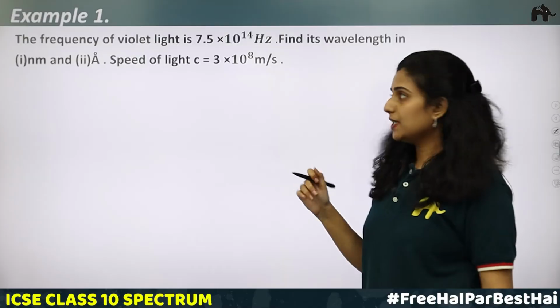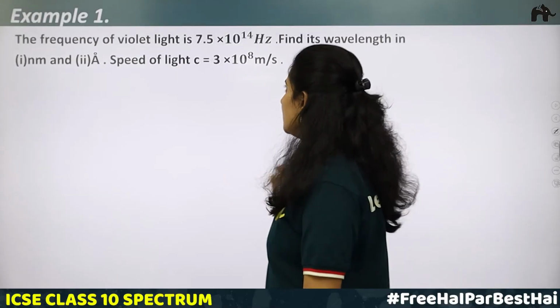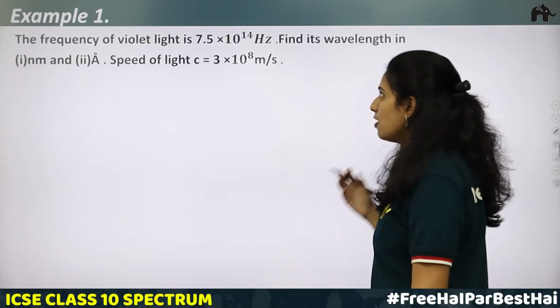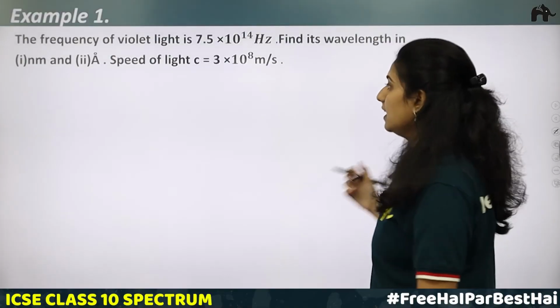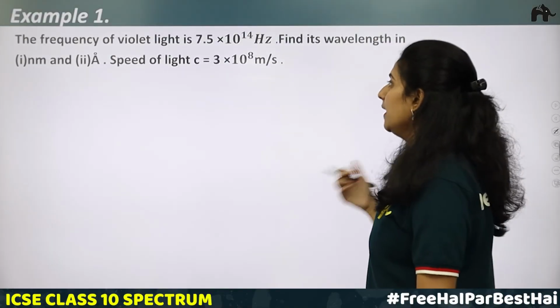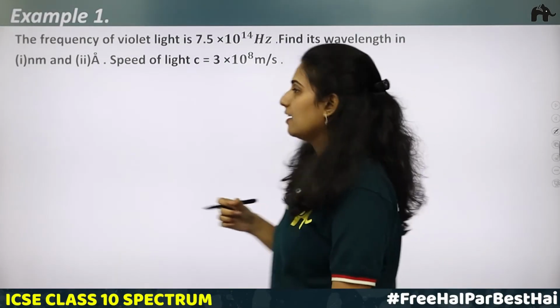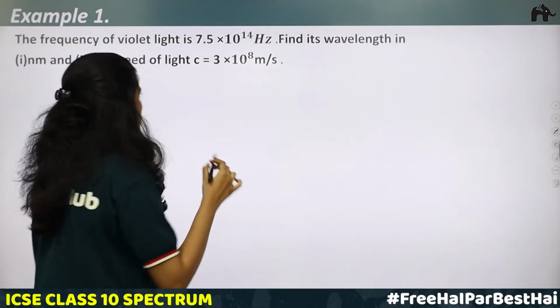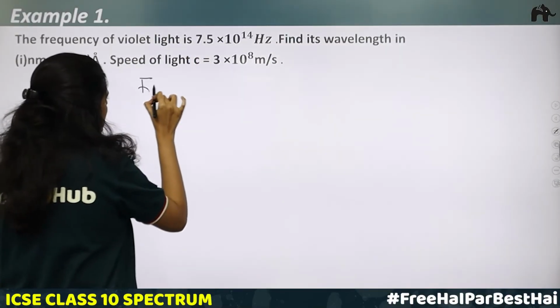Let us take an example. The frequency of violet light is 7.5 into 10 raised to 14 Hertz. Find its wavelength in nanometer and angstrom. Speed of light c is equal to 3 into 10 raised to 8 meter per second. So what are the given quantities? We are given the frequency of violet light.